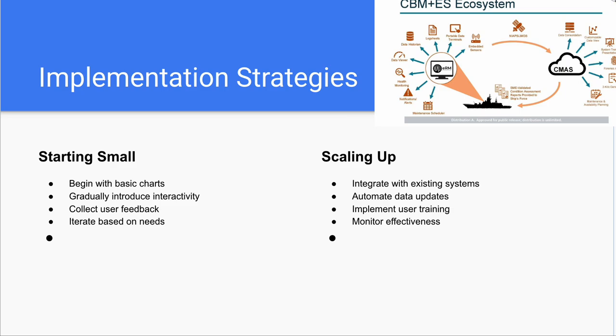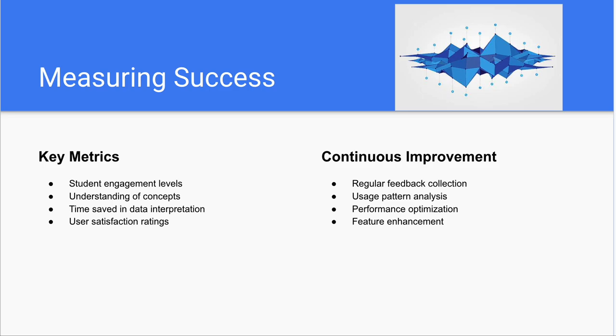Some strategies for implementation. Start small. Begin with basic charts. Then gradually introduce interactivity. Our students need to get used to using these, and we don't want to overwhelm them at first. Collect user feedback and iterate based on needs. Scaling up: integrate with the existing systems, automate the data updates, and implement user training. So let's train each other on how to use these things. And then monitor the effectiveness, of course.